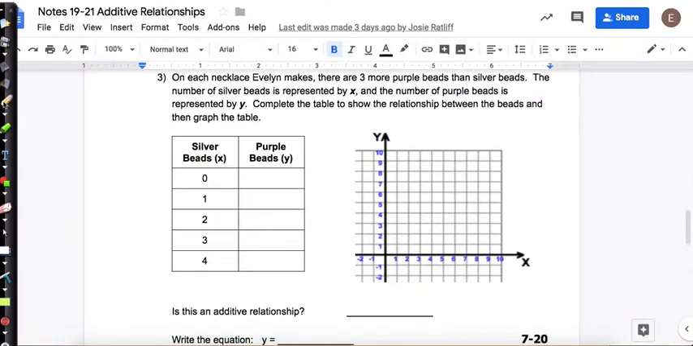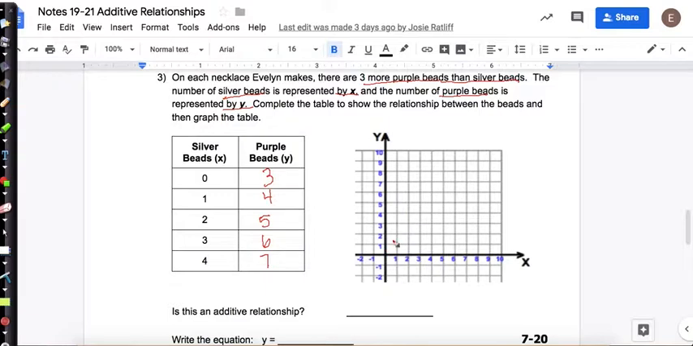On each necklace Evelyn makes, there are 3 more purple beads than silver beads. The number of silver beads is represented by x, and the number of purple beads is represented by y. Complete the table to show the relationship. So she always makes 3 more purple than silver. If we have 0, and she makes 3 more purple, we have 3. What's 3 more than 1? 4. What's 3 more than 2? 5. What's 3 more than 3? 6. And what's 3 more than 4? 7.